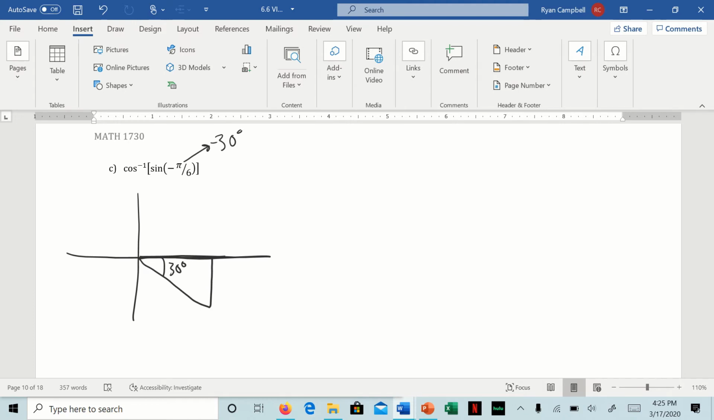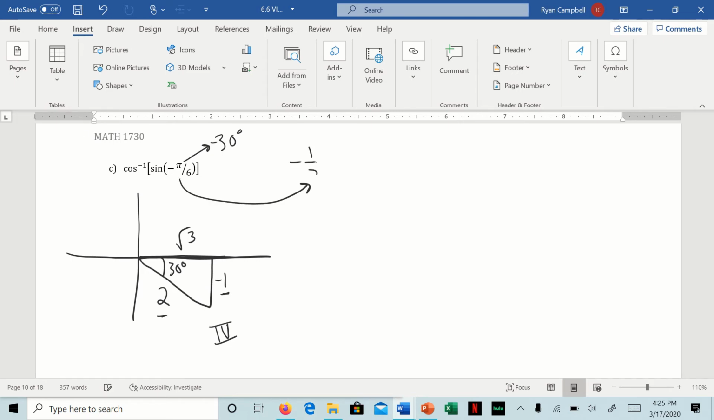What are the ratios we're supposed to remember? Opposite is 1, adjacent is square root of 3, and hypotenuse is 2. And then what do we need to remember? Make sure to put that negative on the 1 because we're in the fourth quadrant. Good. All right, so what is the sine of this triangle? The sine of this triangle is negative 1 over 2, right?